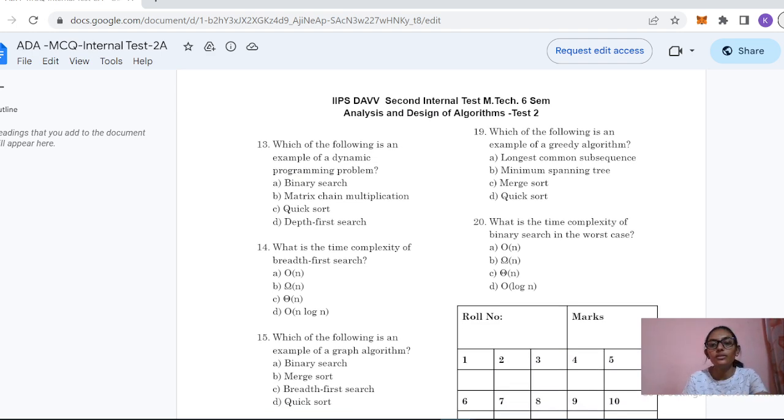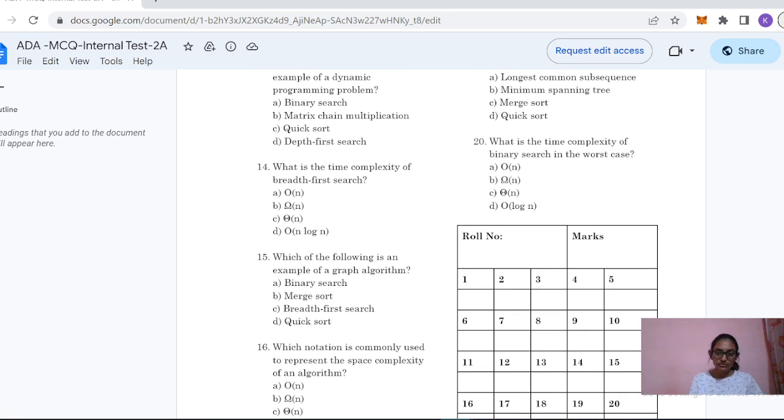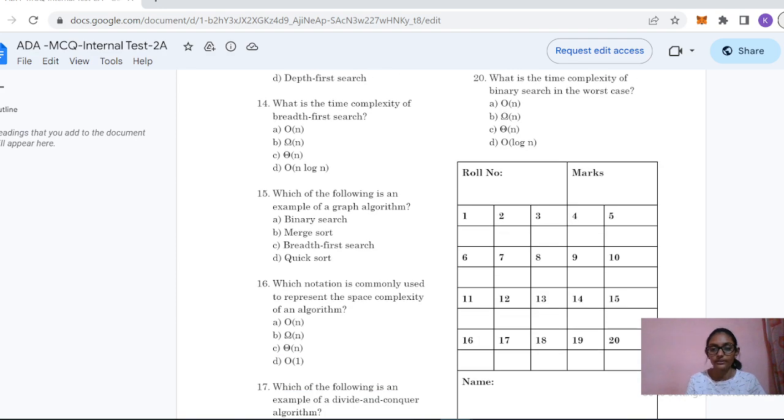Which of the following is an example of greedy algorithm? Answer is option A. Sorry, option B, minimum spanning tree. 20. What is the time complexity of binary search in the worst case? Answer is order of log n.